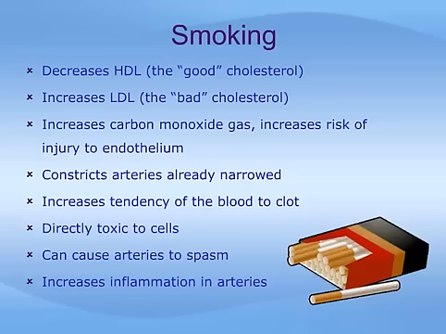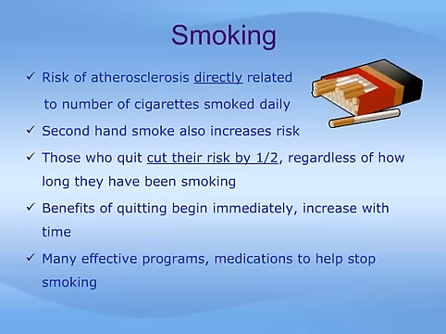It can cause the arteries to spasm, and it increases arterial inflammation. A smoker's risk of developing coronary artery disease is directly related to the number of cigarettes smoked daily. Secondhand smoke, the smoke breathed in from someone else's smoking, also appears to increase the risk.